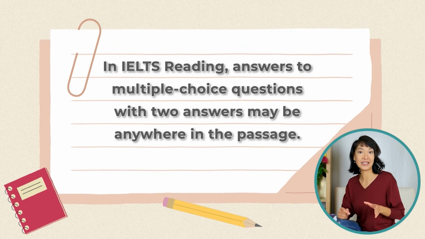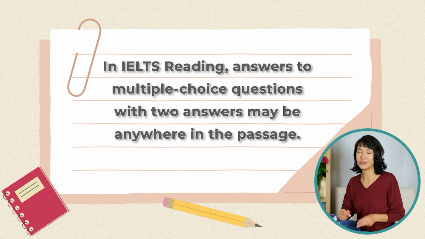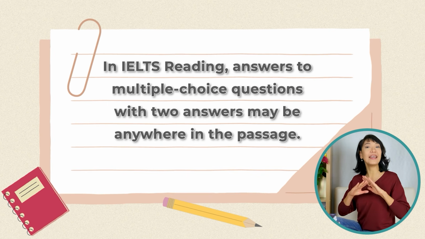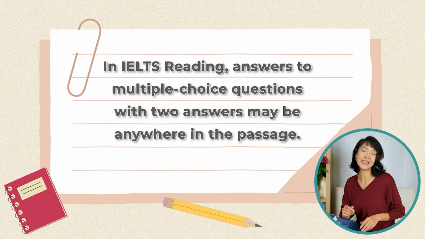In IELTS Reading, answers to multiple choice questions with 2 answers may be anywhere in the passage. These questions are usually in section 2. So first, you may find a set of matching headings or matching sections questions, which require reading the whole passage to answer them. Then you get another type of questions, for example, filling the blanks. And finally, at the very end of the section, our questions come. So you're expected to have read everything, and the answers may be anywhere.